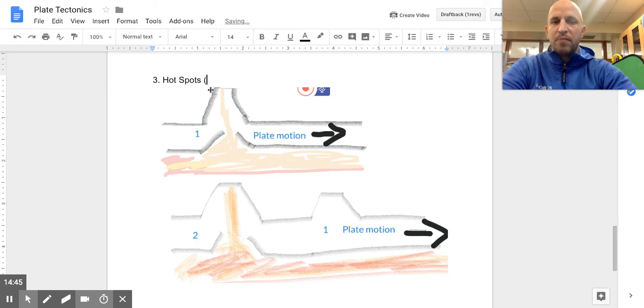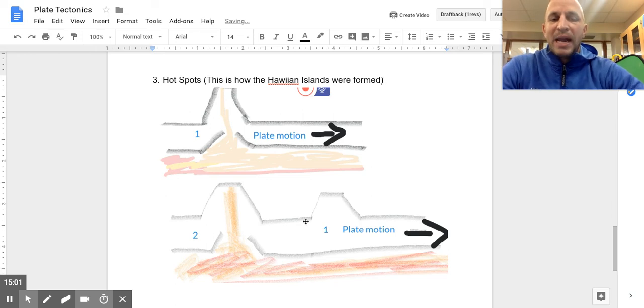So let me put that up here. This is how the Hawaiian islands were formed. Okay. So get that picture down in your notes.